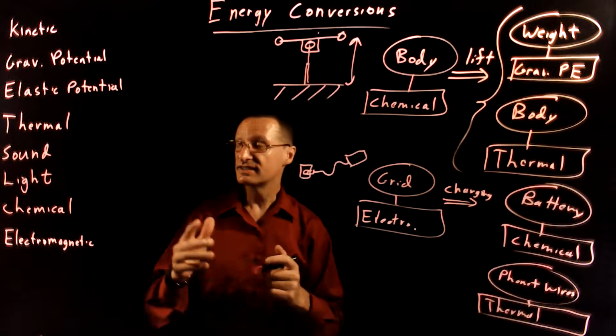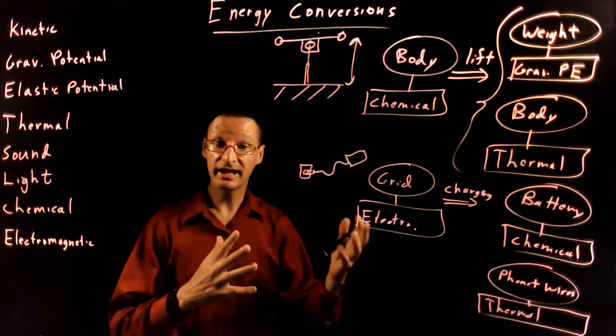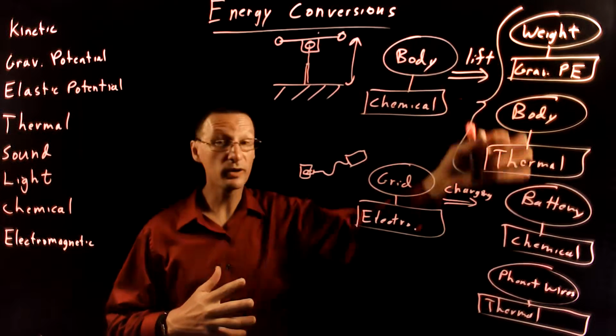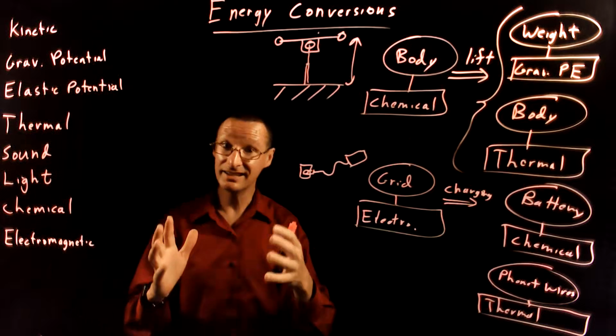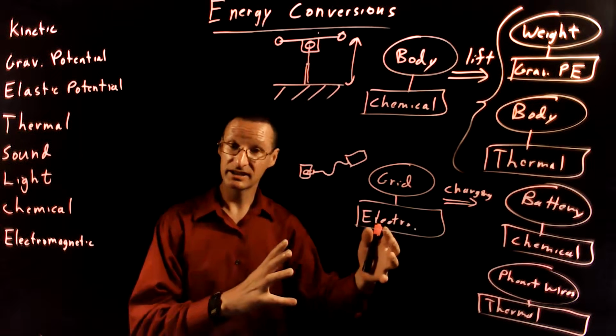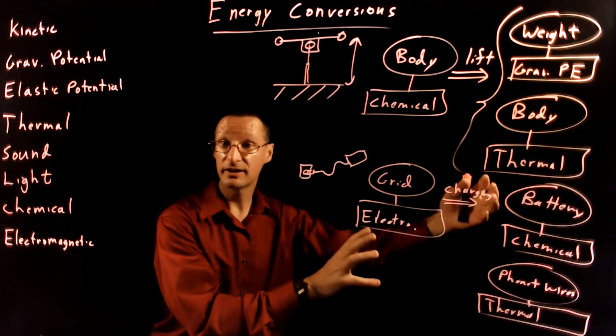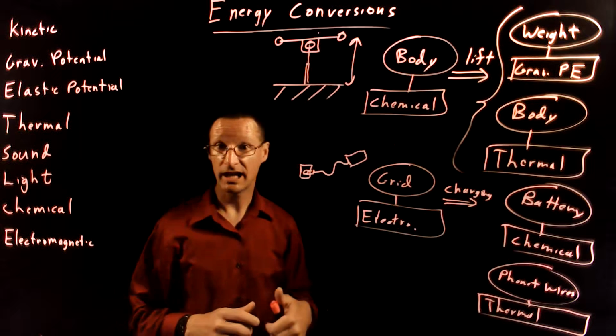So hopefully this gives you some ideas on how everyday examples can be broken down into an organized framework to think about the different forms of energy going in, the process by which it gets converted, and then the different forms of energy coming out into which objects. All right?